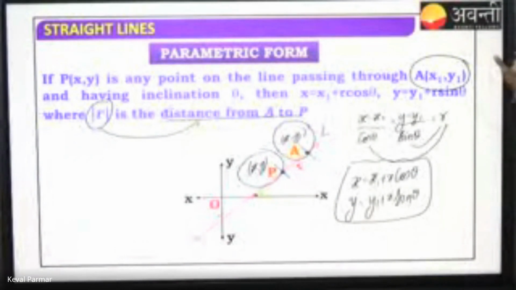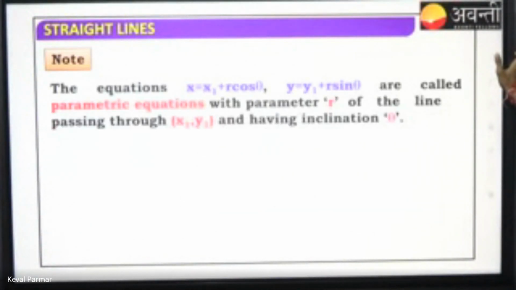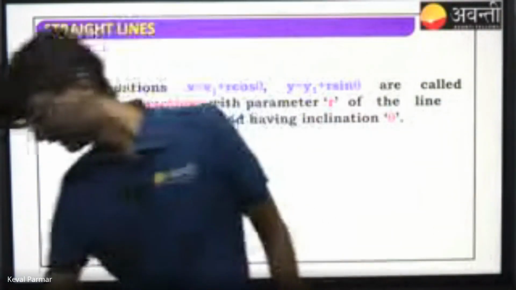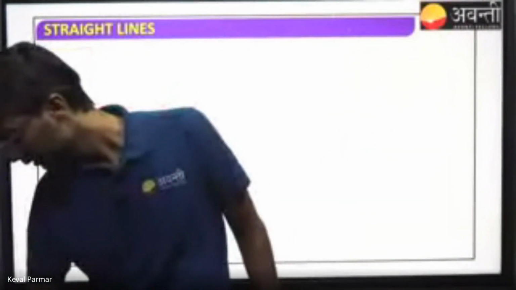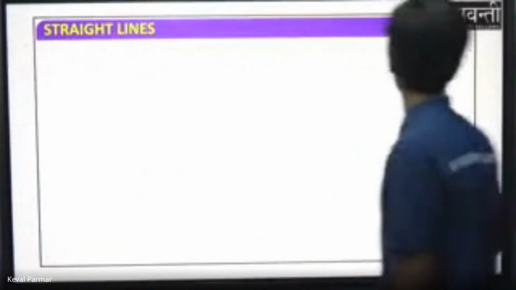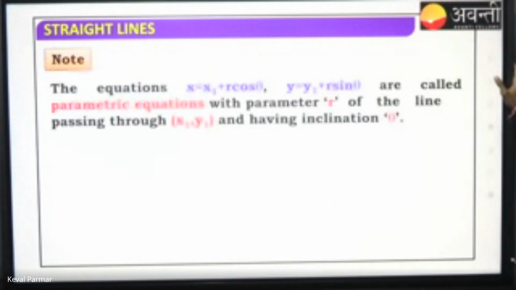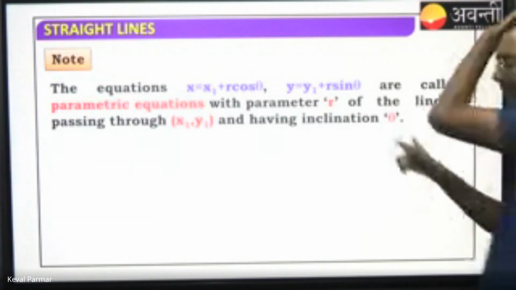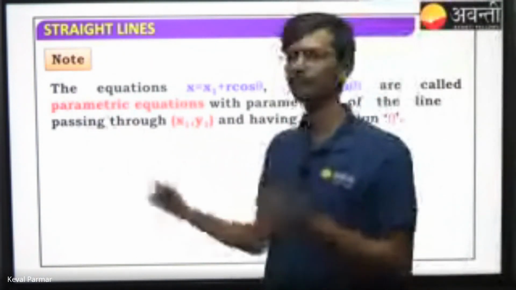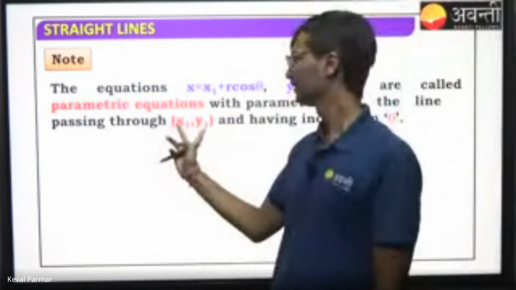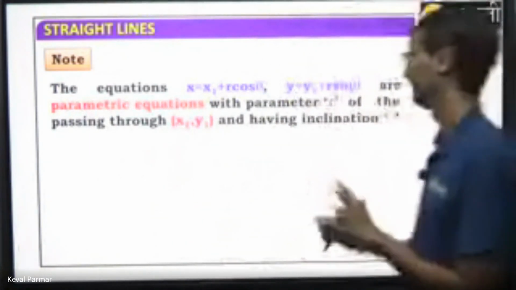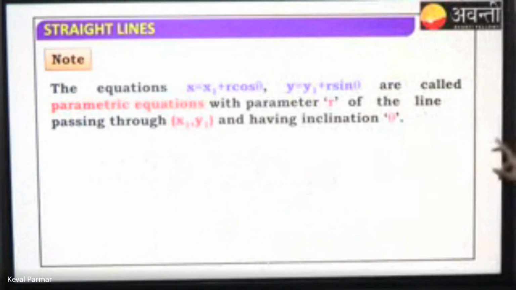So let's see how questions come. Before that, this is what we discussed. r is the distance of any point on the line from x1 comma y1, and second, theta is the inclination. So let's see how the question comes.